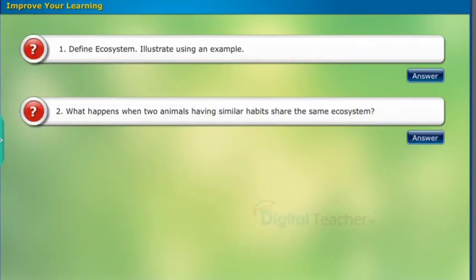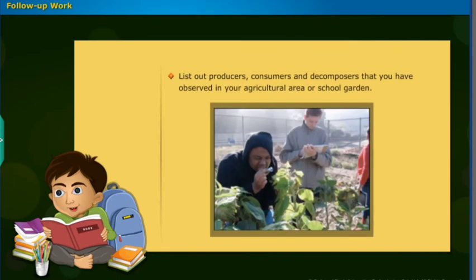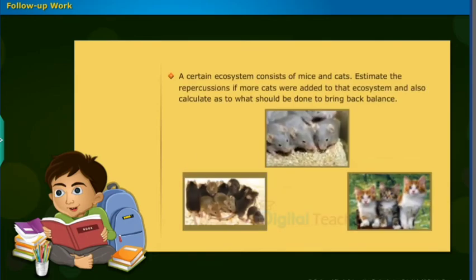Read the questions and attempt the answers on your own. You can click Answer for your reference. Follow-up work. List out producers, consumers, and decomposers that you have observed in your agricultural area or school garden. A certain ecosystem consists of mice and cats. Estimate the repercussions if more cats were added to that ecosystem, and also calculate what should be done to bring back balance.